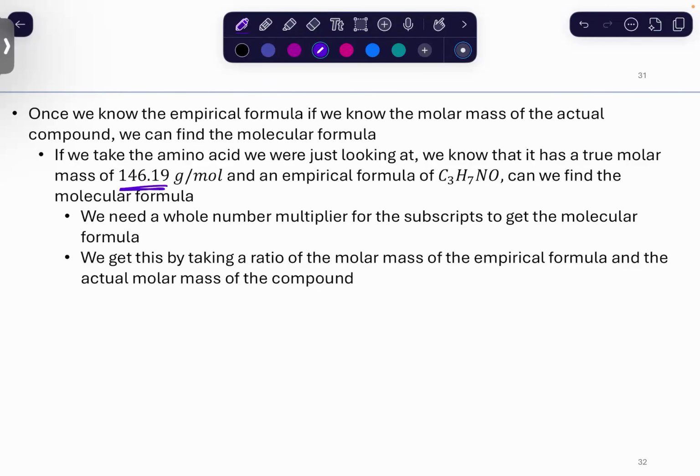And let's say we went through that whole process of finding our empirical formula. I want you to see this first before we do that step so that we can put it all together at the same time. So let's say we went through the entire step of finding our empirical formula, and we found that it's C3H7NO. How do we find the molecular formula? Well, what we need is a whole number multiplier that we will multiply every single subscript in the empirical formula. So something times 3, something times 7, times 1, times 1, and it will give us the subscripts for the molecular formula. We get this by taking the ratio of the molar mass of the empirical formula against the actual molar mass.